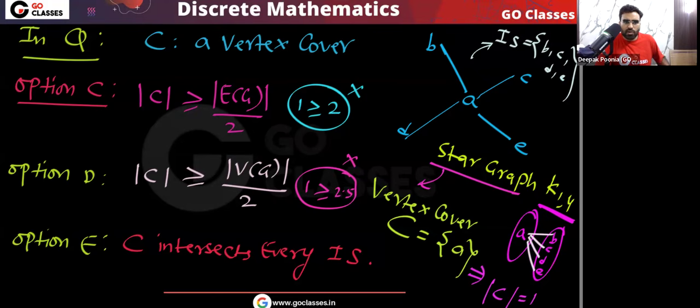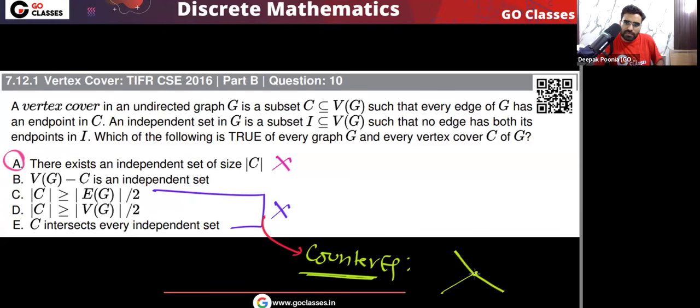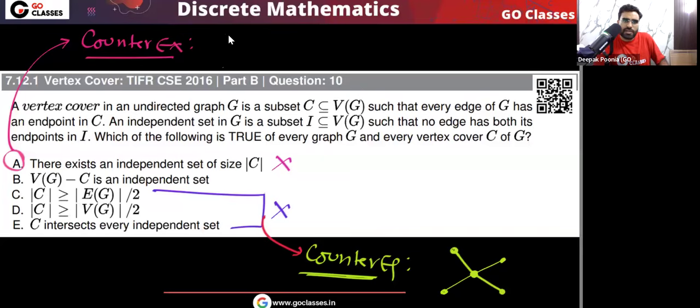So finally, the counterexample for options C, D, E will be a star graph. You can just take a star graph. And for option A, the counterexample you can take is something like K4.